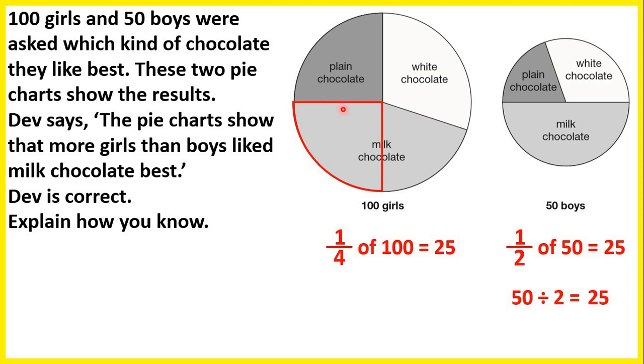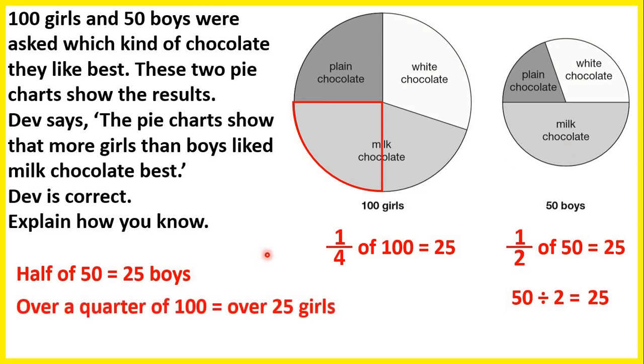In fact, the pie chart slice for milk chocolate is almost half, so it will be just under half of 100, or just under 50 girls. So half of 50 means we know that 25 boys like milk chocolate best, but over 1/4 of 100, so over a quarter of the girls, so more than 25 girls, like milk chocolate best.